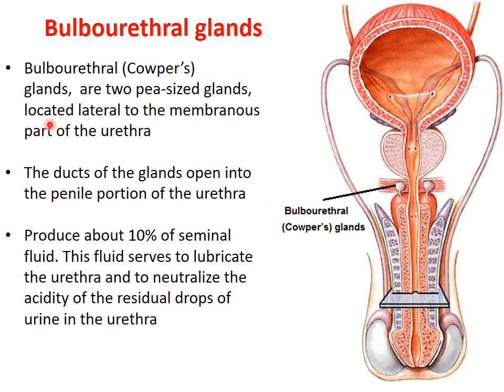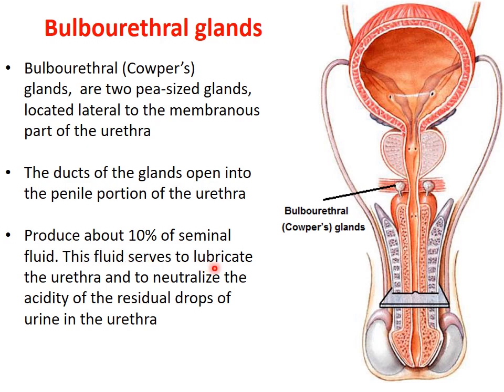There are two pea-sized glands located lateral to the membranous part of the urethra. So they are lateral to the membranous part of the urethra inside the urogenital diaphragm. The duct of the gland opens into the penile portion of the urethra. So these ducts open into the penile urethra in the penis. They produce about 10% of seminal fluid. So the seminal fluid, the ultimate liquid that comes out of the penis, out of that, 10% is produced by this bulbourethral gland, and what I recall, 60% by the seminal vesicle.